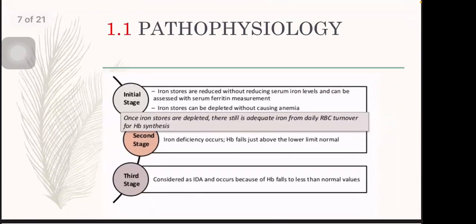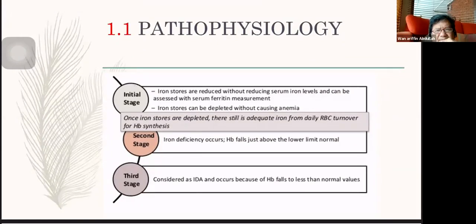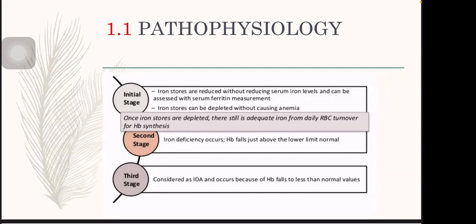So for the pathophysiology of iron deficiency anemia, iron is essential in production of the blood and also synthesis of the hemoglobin. So iron deficiency can develop insidiously. From the start, in the initial stage, the iron stores are reduced without reducing the serum iron and can only be assessed with the serum ferritin measurement, which is the storage form of the iron. So this iron store can be depleted without causing anemia. But once the iron store is depleted, there is still adequate iron for red blood cell turnover for the hemoglobin synthesis.